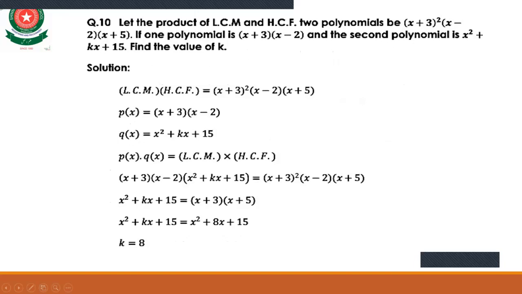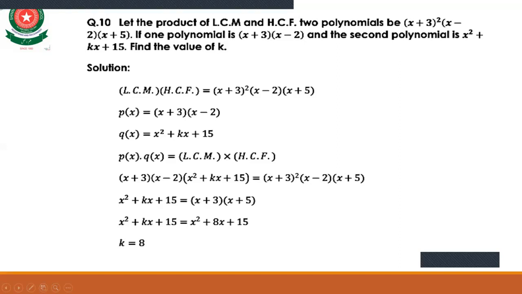Our question number 10 is, the product of LCM and HCF of two polynomials will be x plus 3 whole square x minus 2 into x plus 5. That is the product of HCF and LCM. If one polynomial is given and the second polynomial is x square plus kx plus 15, find the value of k. You note down the formula here. The product of LCM and HCF is given, p of x is also given and q of x is also given. Here is the formula: p of x into q of x equal to LCM multiply HCF.